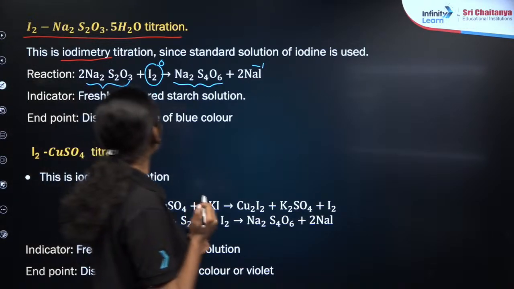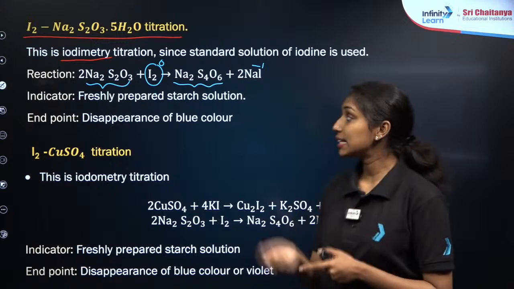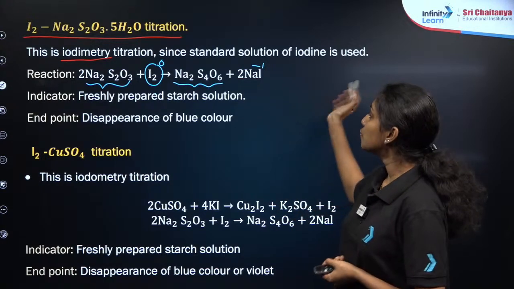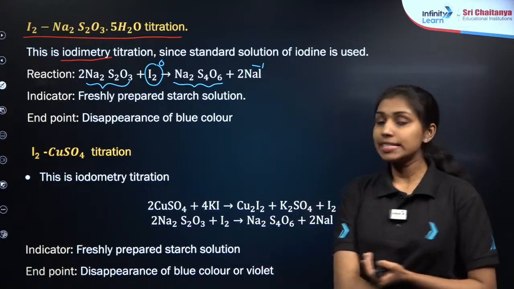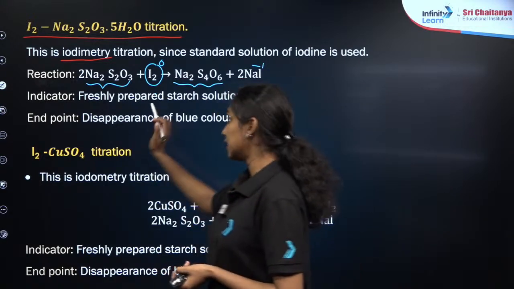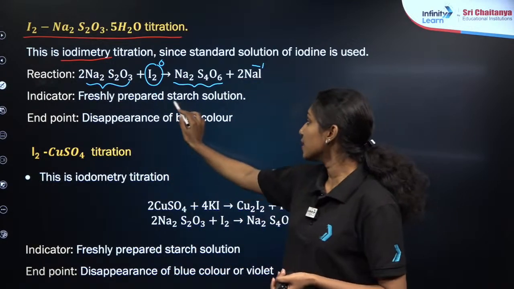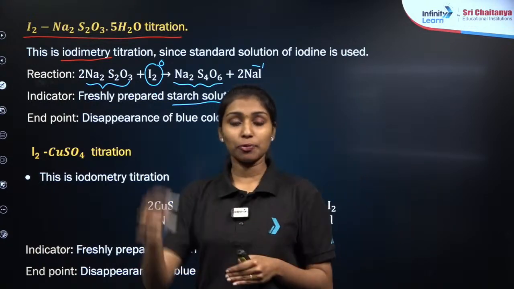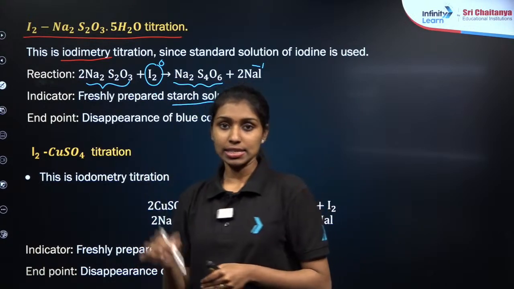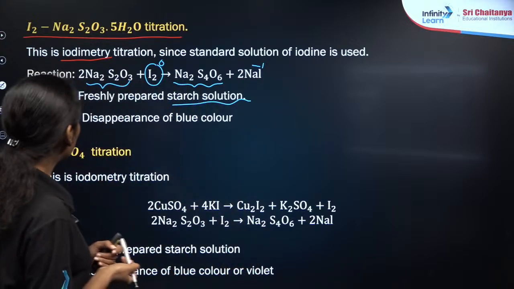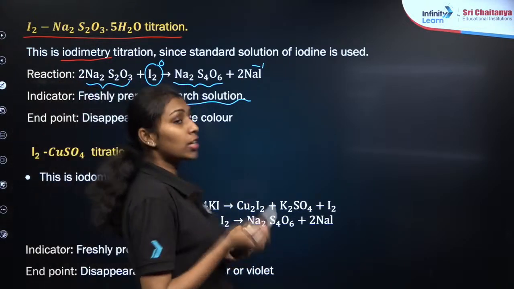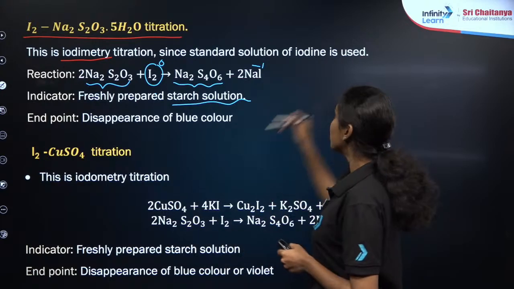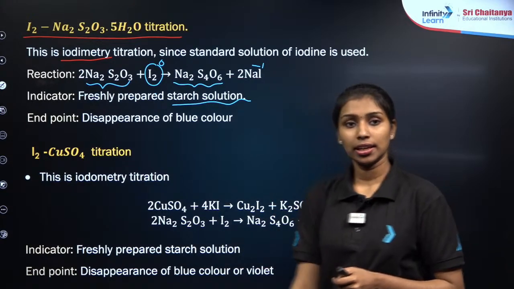Clear? Whenever we use sodium thiosulfate with iodine, it will react with iodine to form sodium tetrathionate, which is the iodimetric titration. Similarly, the indicator used here is freshly prepared starch solution. Whenever we add sodium thiosulfate from the burette to the conical flask containing iodine, it will form a blue color complex. Towards the end of the reaction, this blue color will disappear. That will be the final result of this reaction. Clear?